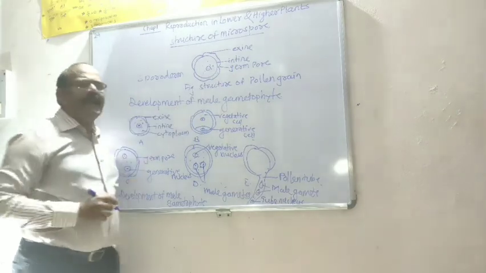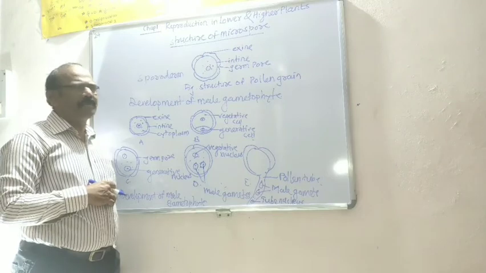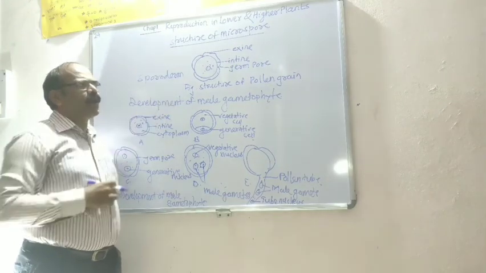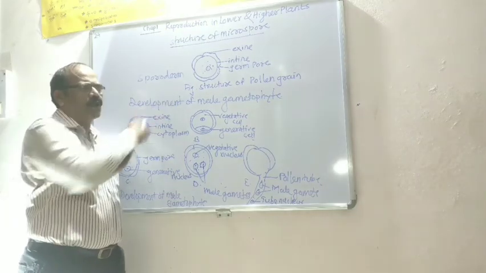The inner layer is called the intine. This intine layer is smooth, thin and delicate in nature. This is the structure of the pollen grain. We have learned about the structure of the pollen grain.